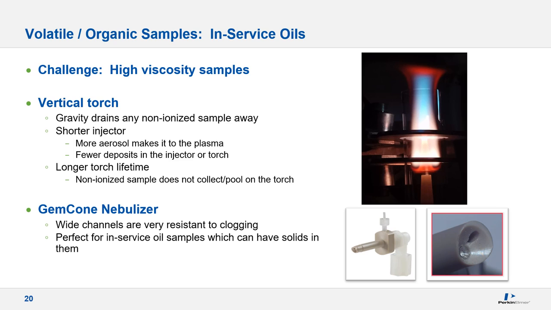Of course, in order to get the sample to the torch, a nebulizer capable of handling high viscosity samples is required. The GEMCOM nebulizer easily handles high viscosity samples. The sample passes through a very wide channel, then traverses the face of the nebulizer where it intersects an argon stream which aerosolizes it. The wide channel is very resistant to clogging, which is perfect for in-service oil samples which can have solids in them.